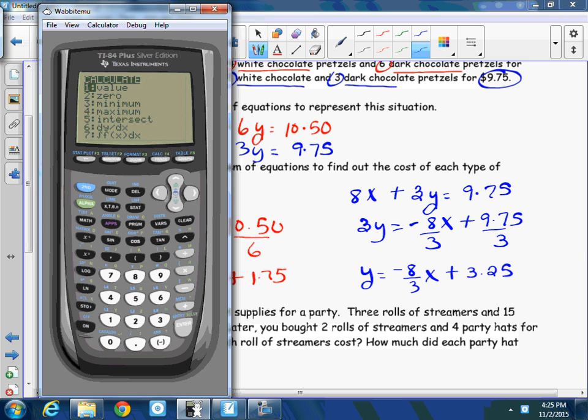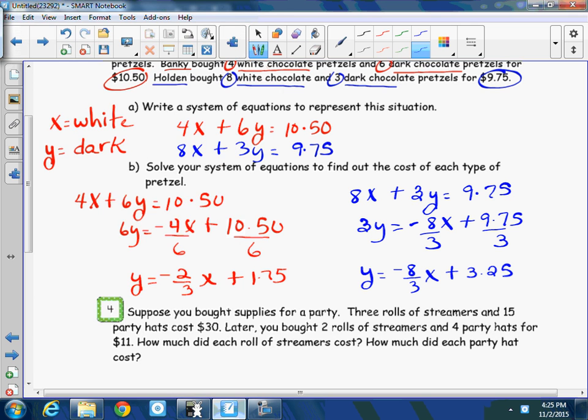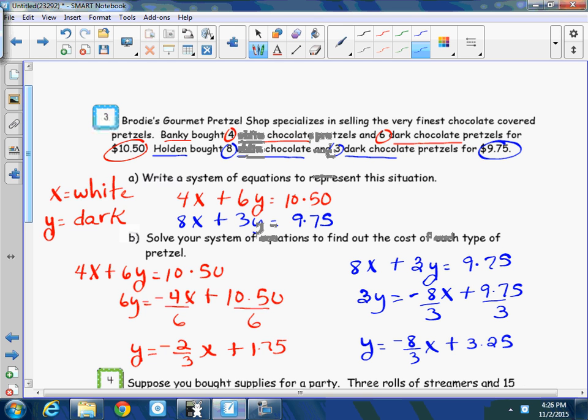So I'm going to go second calc, option 5. This window is this way. Sorry. Maybe we can see it. There you go. And then 1, 2, 3 times 1. Okay, so x equals 75 cents and y equals 1.25. So that means that the white chocolate pretzels were 75 cents each, and that the dark chocolate pretzels were $1.25.